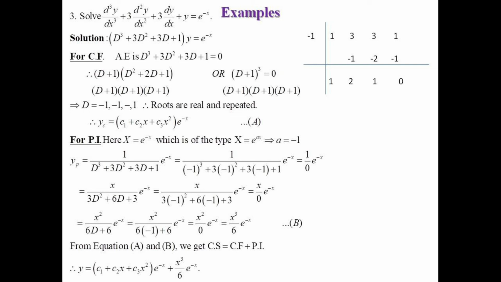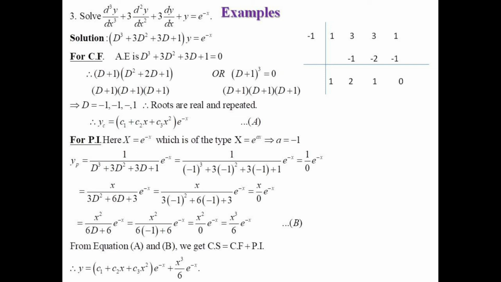So now again attach one more x on the numerator and take the derivative of the denominator. So x into x square, we get the numerator value as x cube, upon the derivative of the term 6D plus 6, which is 6 into e raised to minus x. So after doing this step, there is no D term available in the denominator as well as in the numerator. That means we reach the final solution of the particular integral.